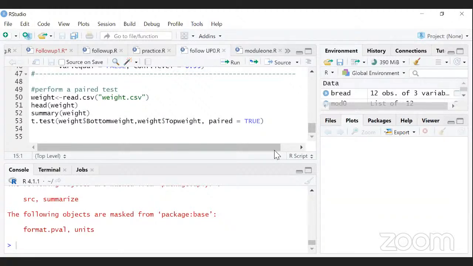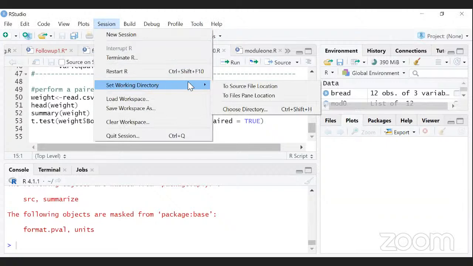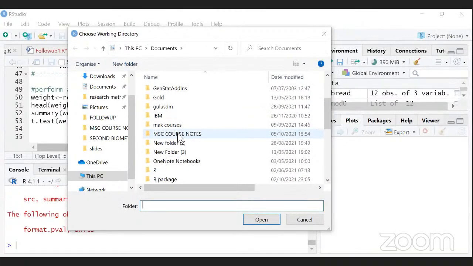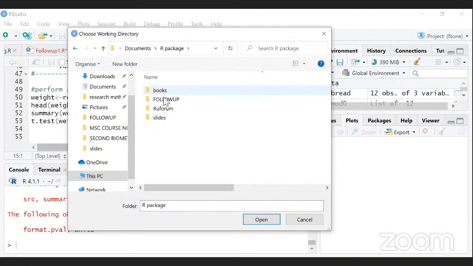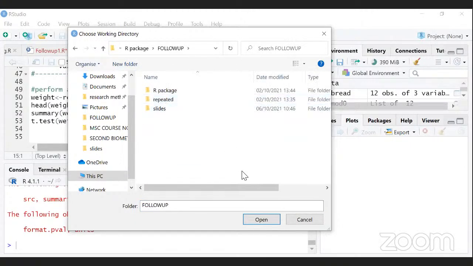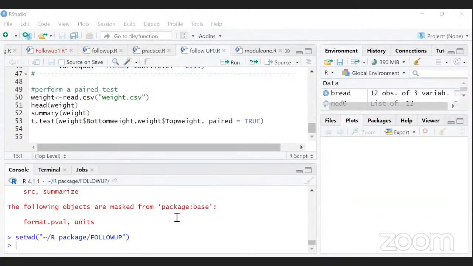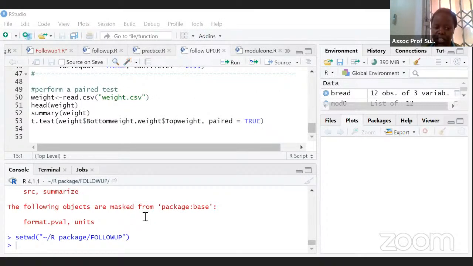So we are going now to, first of all, set the directorate. I'll go to session, set working directorate, and choose directorate. That's where I am, and I'm going to click choose directorate. Then I browse to where my folders are and choose follow-up. Follow-up is where my data sets are. So you browse to where your data sets are. We've finished setting our directorate to where you've stored your data.